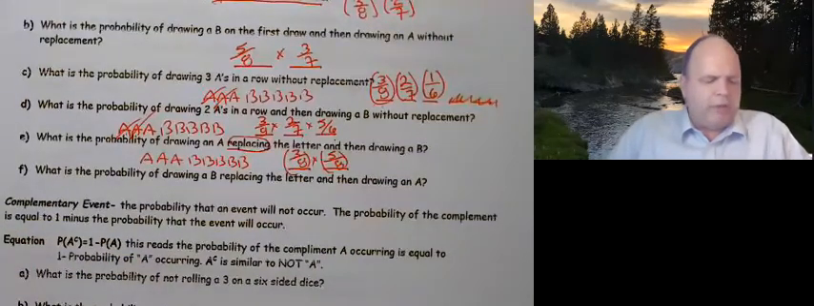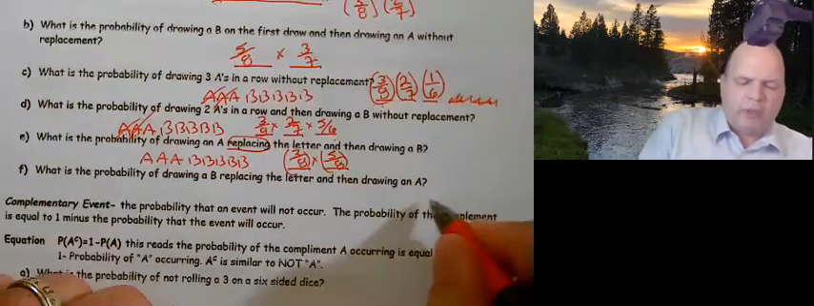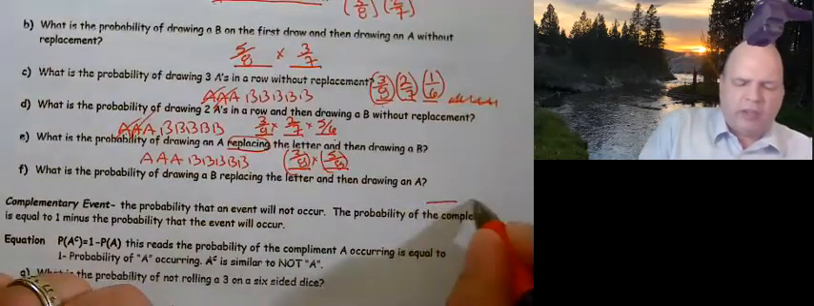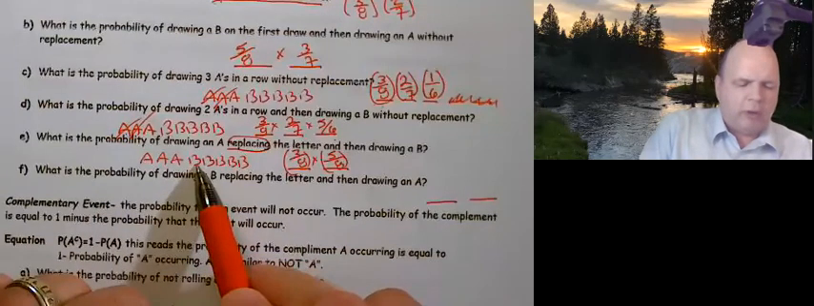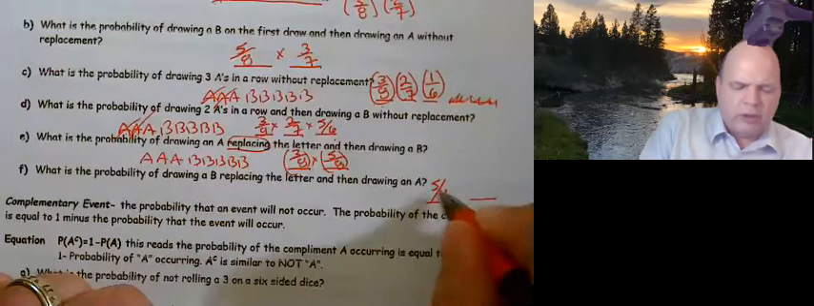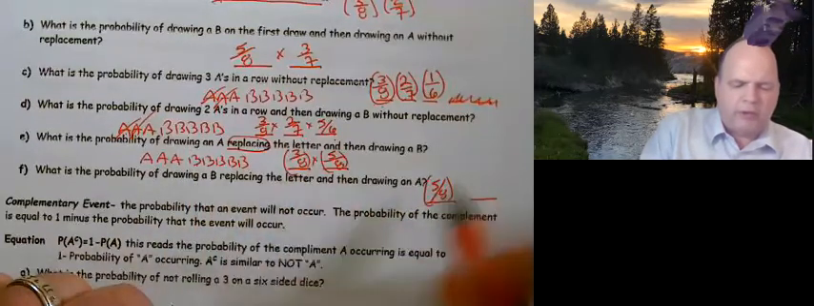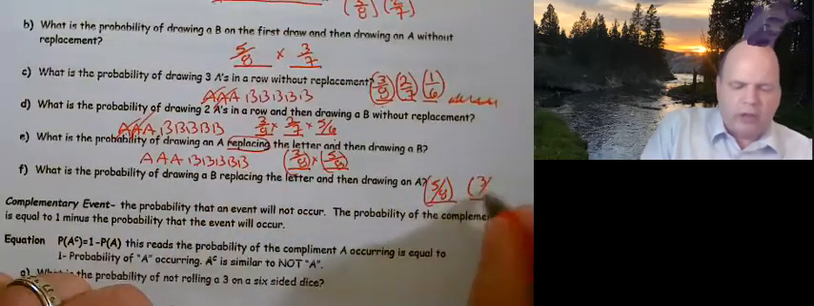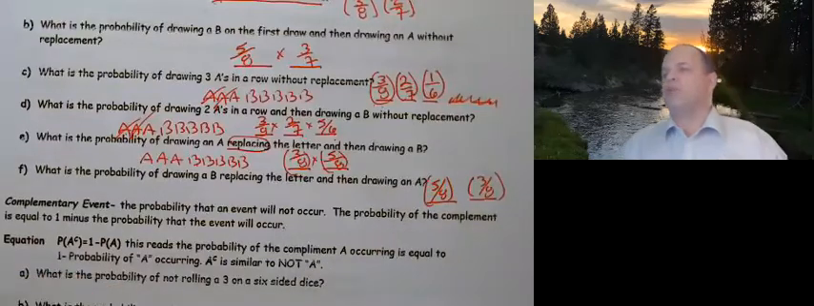And what's the probability of drawing a B, replacing the letter, then drawing an A? Because we replaced it, the probability of drawing a B is 5/8. And notice the probabilities between this and the last one didn't change. All we did was just swap the order.